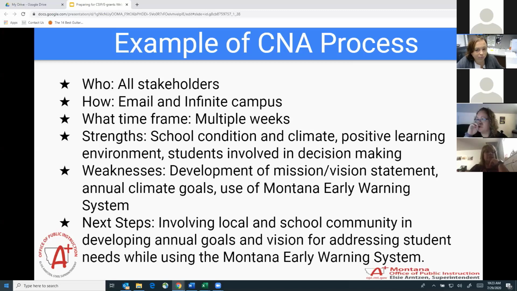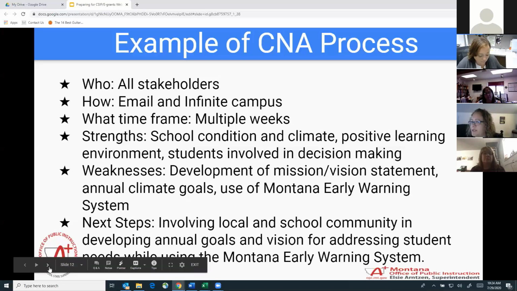For an example, the district reached out to all stakeholders through email contact and resources provided through the student tracking modules of Infinite Campus. A period of multiple weeks were given to complete the survey. Strengths identified include school climate, condition, positive environment, students involved in decision-making. Weaknesses were the development of their mission and vision statement, annual goals, and the use of the Montana early warning system. Their steps for improvement were involving local parents and teachers, developing annual goals, developing a vision, and using the Montana early warning system.